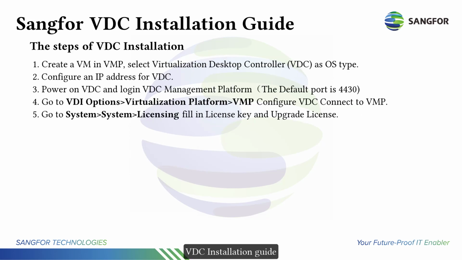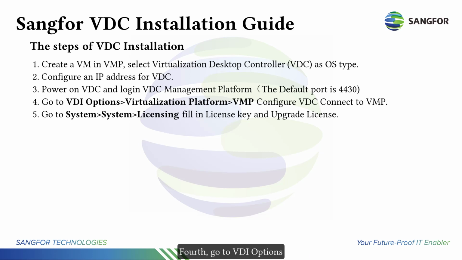The VDC installation guide consists of 5 steps. First, create a VM in VMP, select Virtualization Desktop Controller, VDC, as OS type. Second, configure an IP address for VDC. Third, power on VDC and login to the VDC management platform. The default port is 4430.